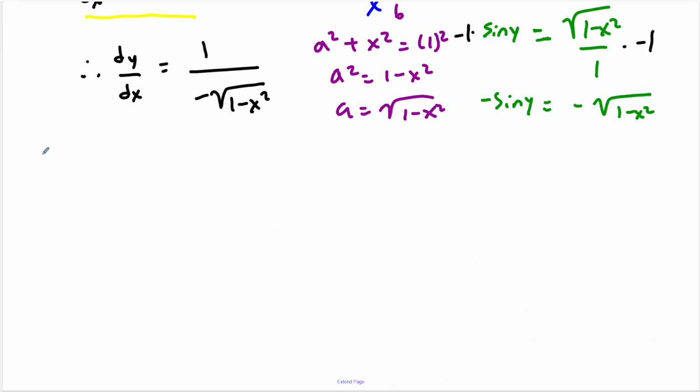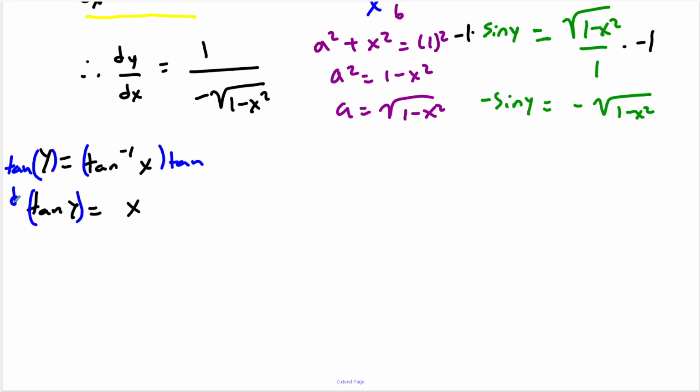Okay, so I'm going to let y equal tangent inverse of x. Do the same logic here, take tangent of both sides, and we get tangent of y equals x. Now do some implicit differentiation, d/dx, and we get the derivative of tangent.